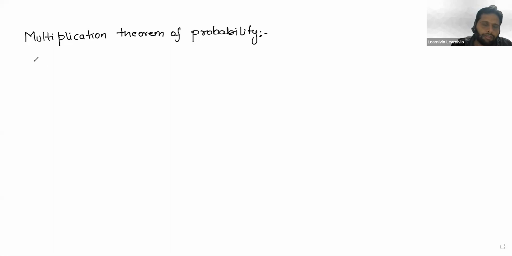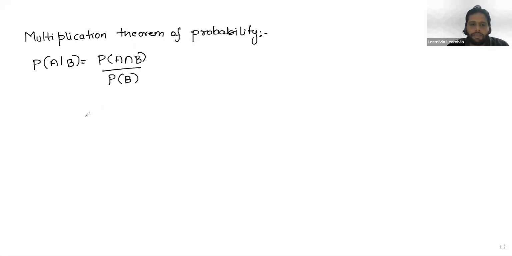Multiplication theorem of probability. We already know we have this formula: P(A|B) equals P(A intersection B) divided by P(B). Now, if we need to find P(A intersection B), we can shift this P(B) to the other side. So the formula becomes P(B) into P(A|B).